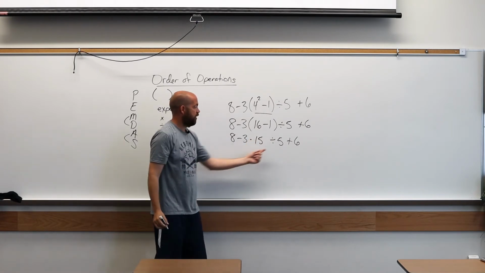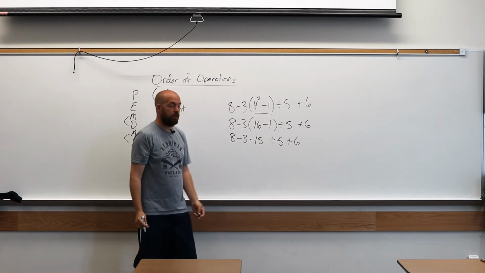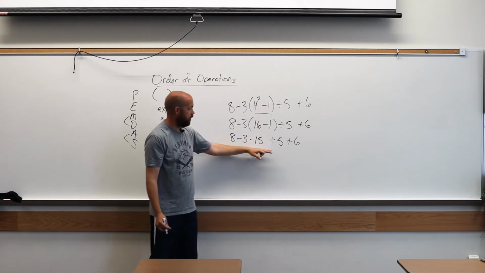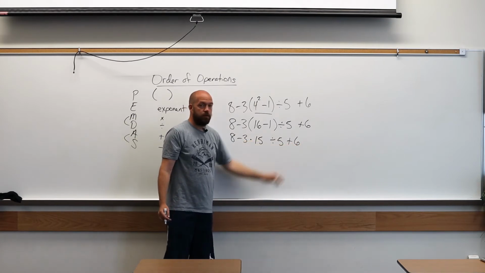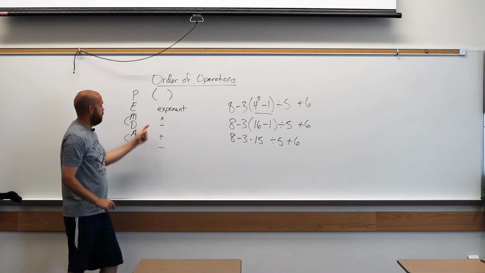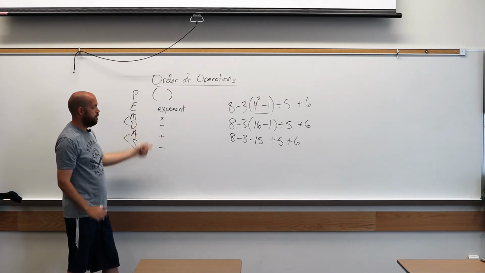And then I also have this divided by 5 over here as well. So I've got 8 minus 3 times 15 divided by 5 plus 6. So I'm done with the parentheses, done with the exponents. So now I'm at multiplication and division.